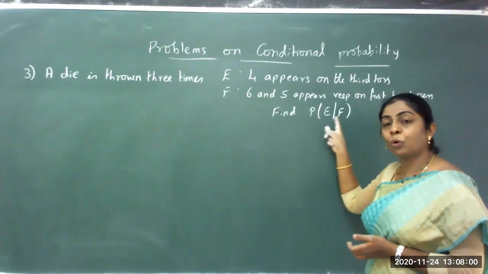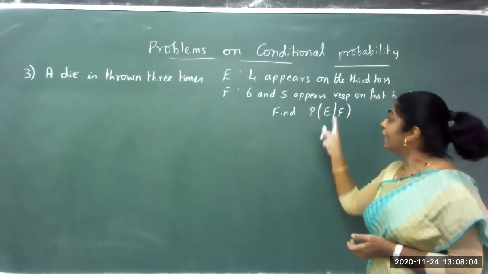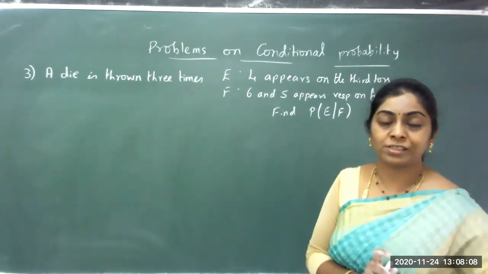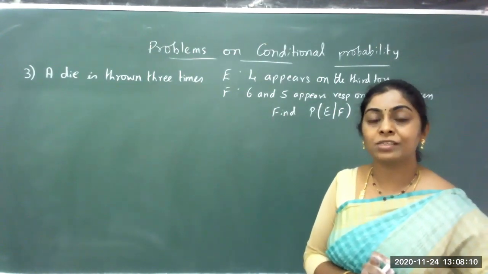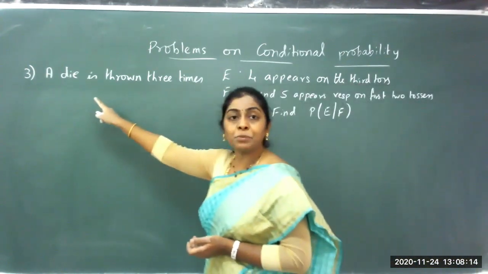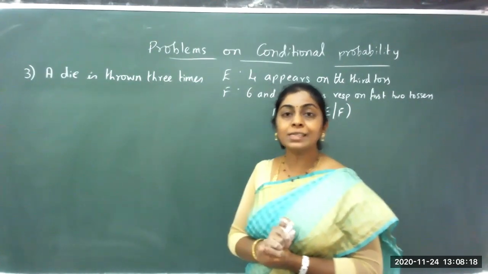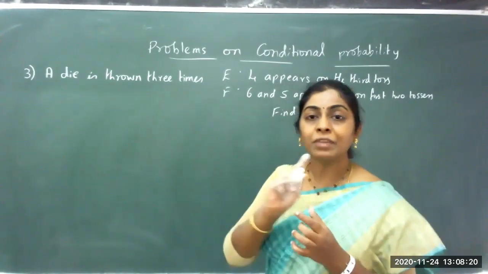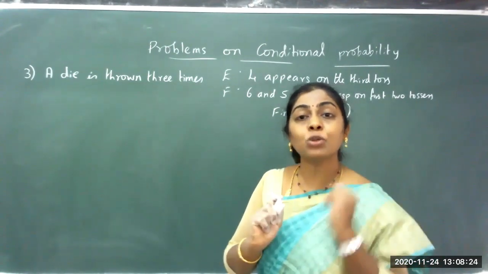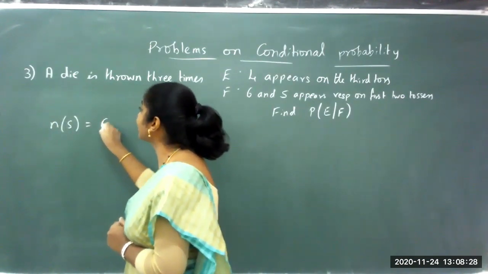Then we define both the events. Event E is when 4 appears on the third toss. Event F is when 6 and 5 appear on the first two tosses. Now, what is the random experiment I have? The random experiment is a die thrown 3 times. If I consider a die, I have 6 faces on it, from 1 to 6. But it is thrown 3 times, so the sample space I can write as 6 cubed.